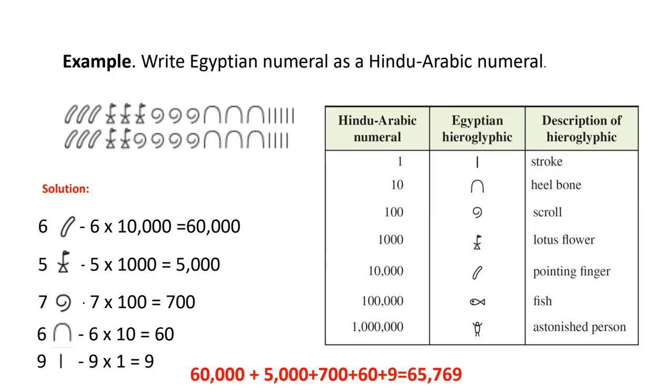And lastly, each of those vertical lines is called a stroke. There's 9 of those, and each one has a value of 1, so that's just 9. So to find what this number represents in Hindu Arabic, I add all of those numbers, 60,000 plus 5,000 plus 700 plus 60 plus 9, and that gives me 65,795. Since I'm adding all of these different symbols, we call the Egyptian system additive, because to find the answer, we have to add the symbols.